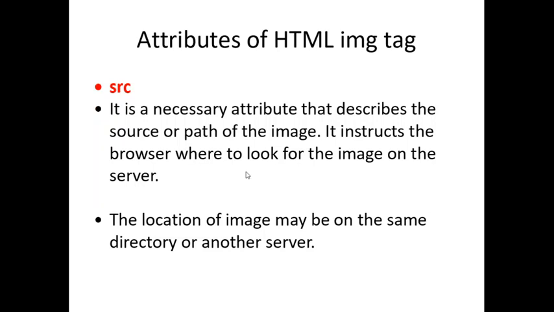The HTML image tag has some useful attributes that are used to make the image more attractive or control its properties. The first attribute is the src attribute. It is a necessary attribute that describes the source or path of the image. It instructs the browser where to look for the image on the server.